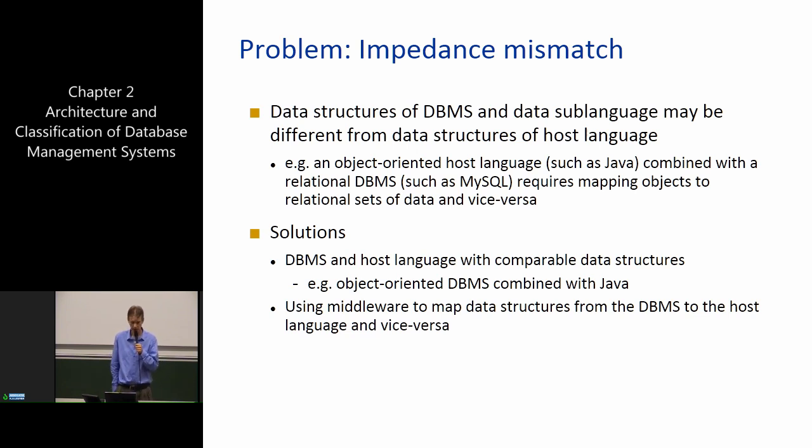Another way of solving it is by using translation software, which is going to translate the relational concepts to the object-oriented environment and vice versa. So this can be done using middleware, for example. Middleware is a piece of translation software that will allow you to map data structures from the DBMS to the host language and vice versa. It's translation software, very important. And later on in this class, we're going to see some examples of that.